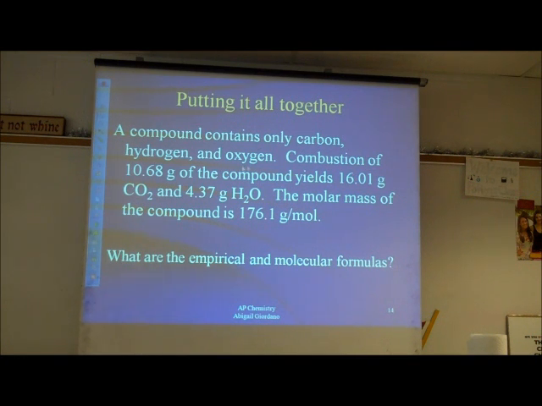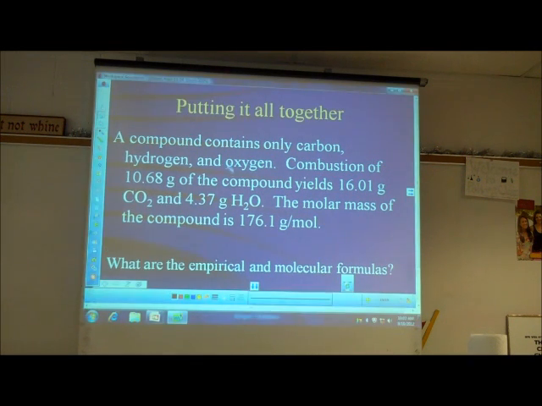It says combustion of a certain amount of the compound yields a certain amount of CO2 and a certain amount of water. Just stop right there. What does that mean? Combustion of this compound. What does that mean? Reaction with oxygen. Okay. This compound, which I'm going to write out like this because we don't know what it is.